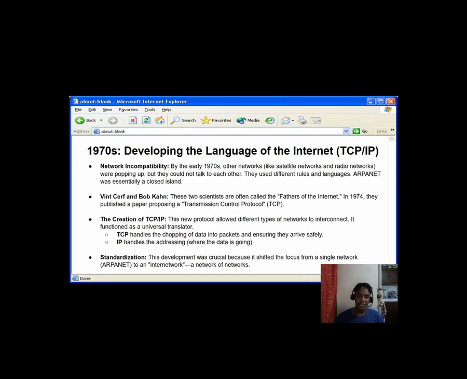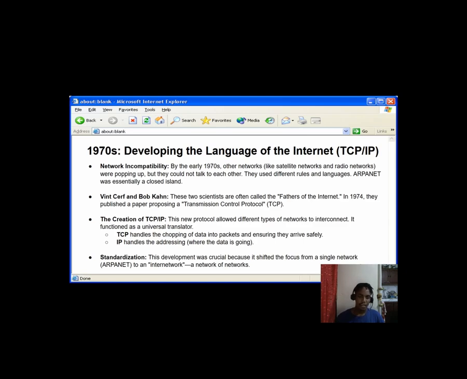1970s, developing the language of the Internet, TCP/IP. Network incompatibilities. In the early 1970s, other networks like satellite networks and radio networks were popping up, but they could not talk to each other. They used different rules and languages. ARPANET was essentially a closed island.